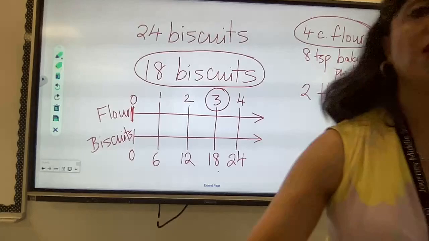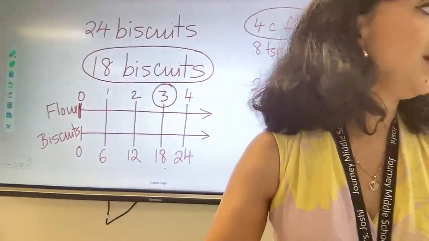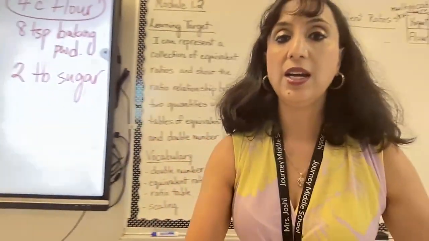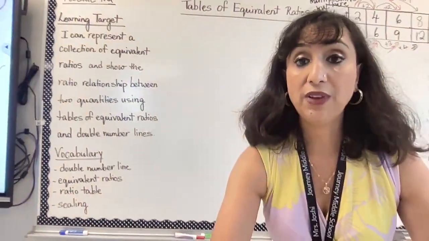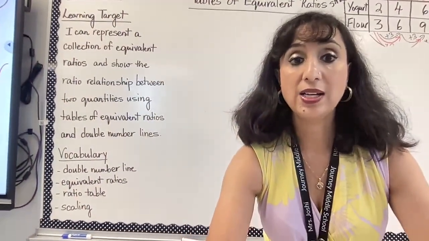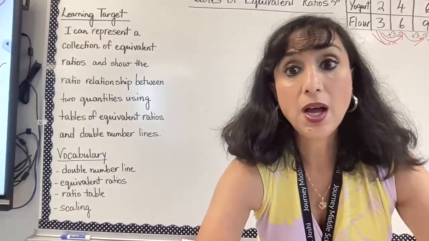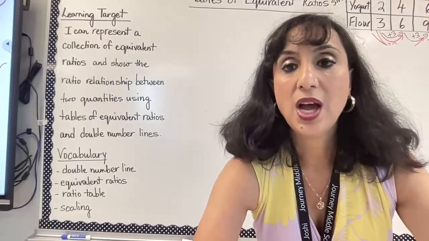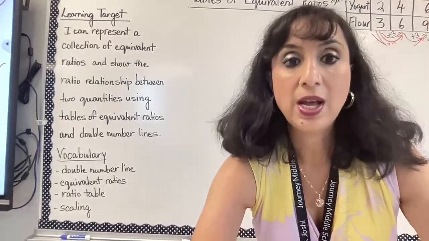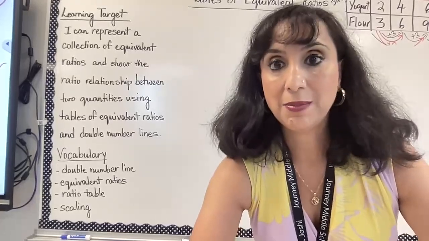All right. So this is basically what my lesson is on finding tables of equivalent ratios, and how to scale backwards, how to scale forward, what are equivalent ratios, how to create a ratio table, and how to create a double number line.